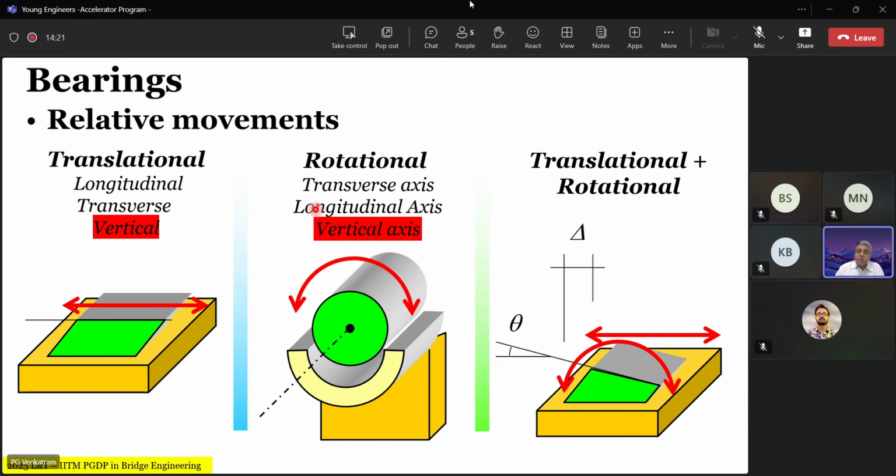Then you have another relative movement which we need to accommodate, which we call the rotational movement. All rotational movement is about an axis, whereas translation is along an axis. So we have a transverse axis, a longitudinal axis, and a vertical axis. Very rarely do we find a situation where we would allow our bridge deck to undergo rotation about the vertical axis, though rotation about the longitudinal and transverse axes is quite common.